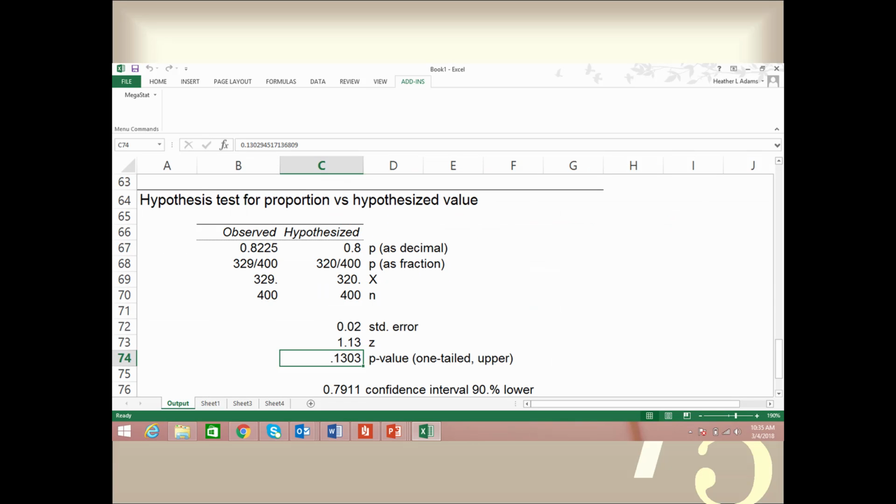Okay, so my p-value is 0.1303, and you can see they've done the other data there. The observed was about 82%, whereas the hypothesized was about 80%. So what I'm trying to prove is whether that 82 is statistically significantly greater than 0.8 given the sample size.